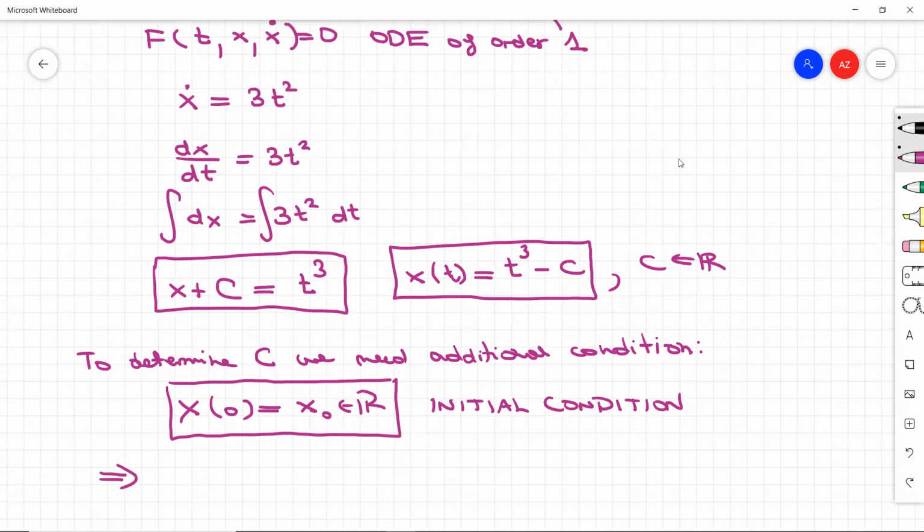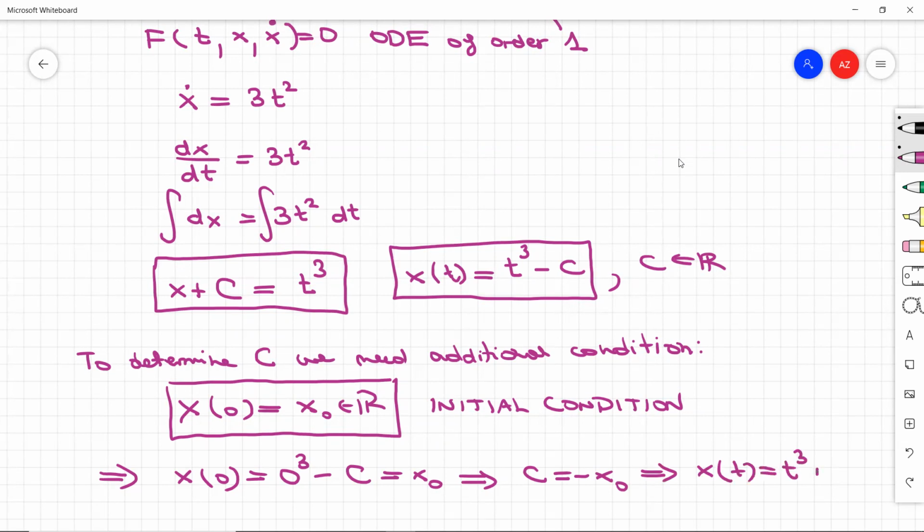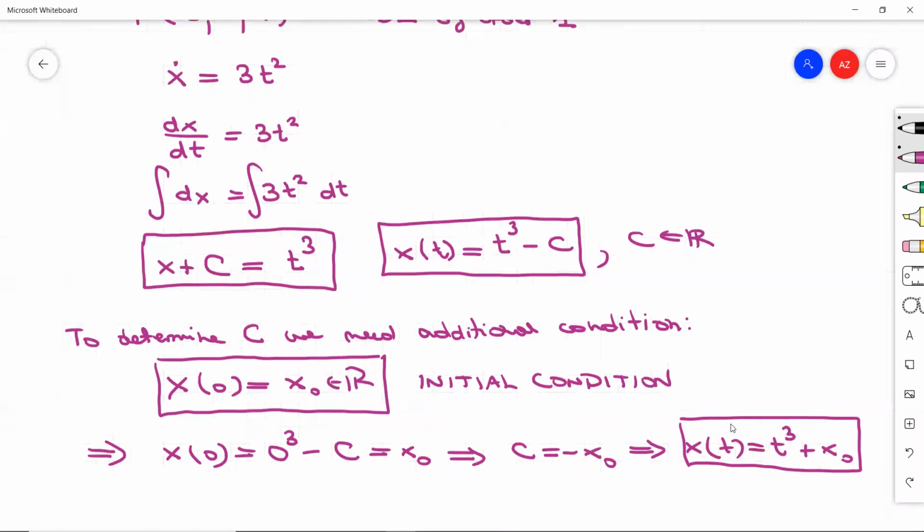And once we have this initial condition, we can determine c. Now it follows that x of 0 is equal to 0 cubed minus c, which is equal to x naught. So from here we get that c is minus x naught, and so x of t is t cubed plus x naught. And this is called the particular solution of the differential equation. So this here is a general solution, and this here is a particular solution.